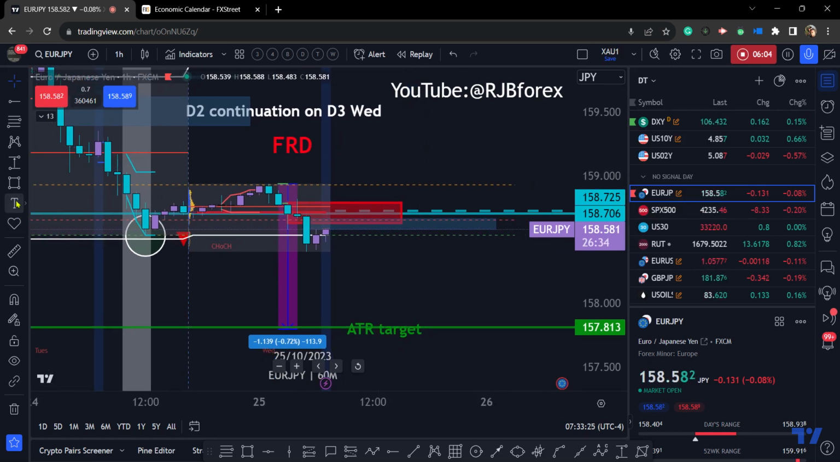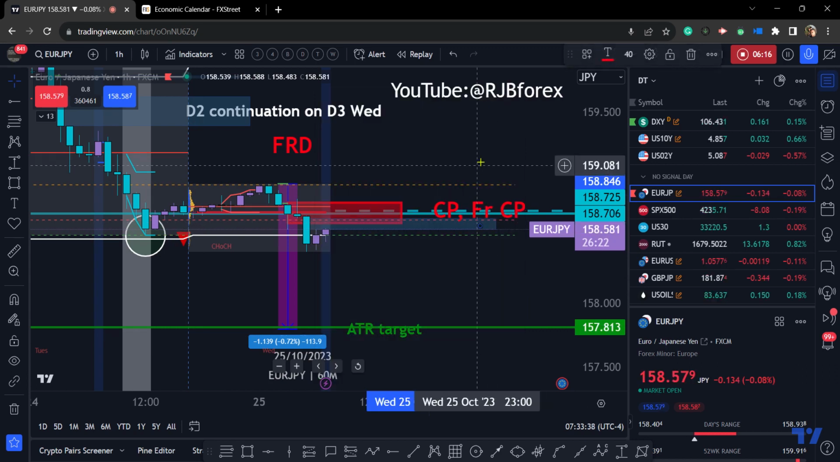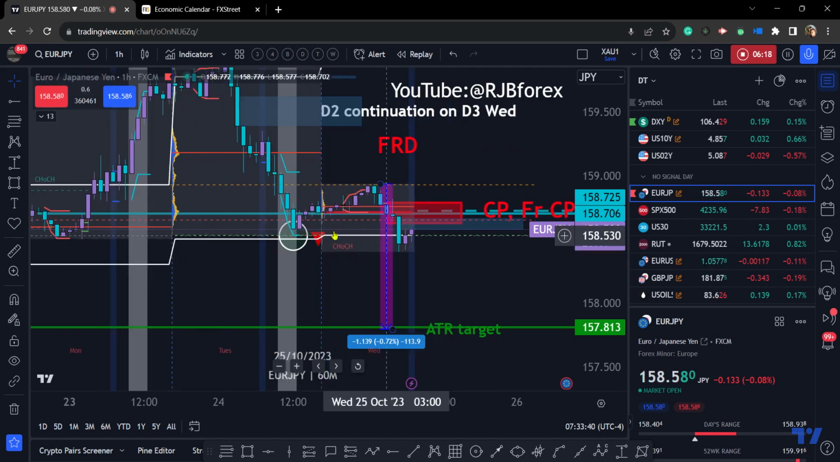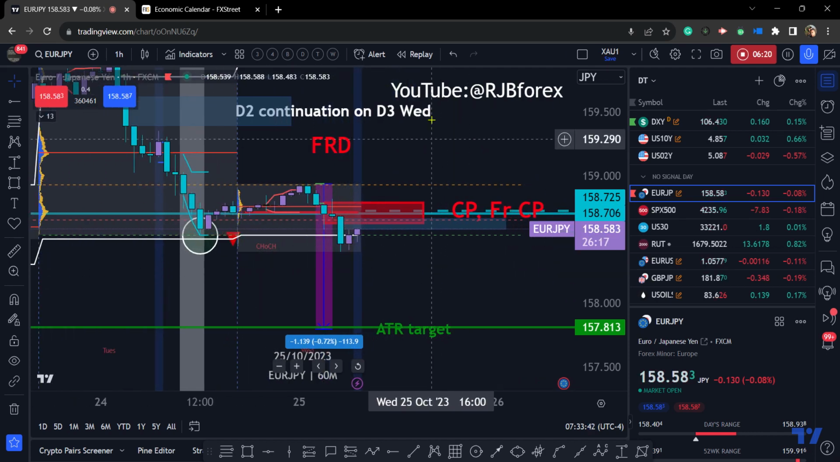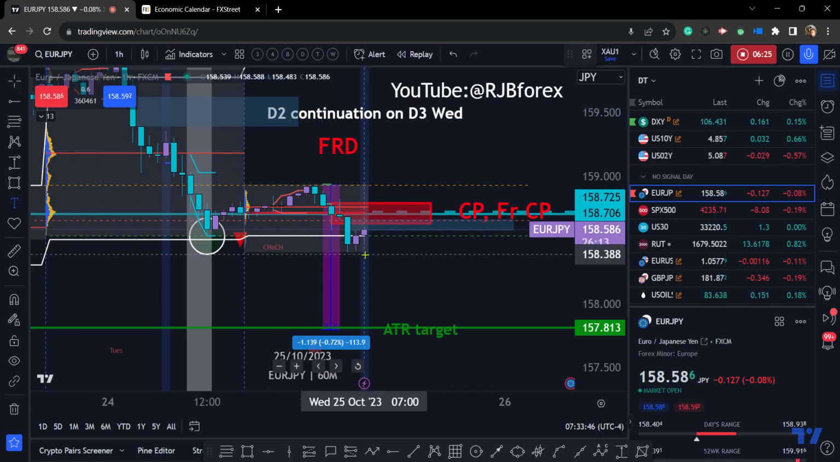Closing prices. Friday closing price and closing price together. Yesterday's lows have been broken. So day 1 breakouts. Day 1.